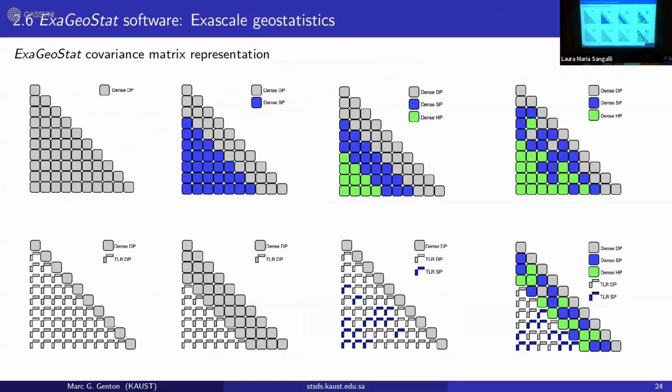So in the software ExaGeoStat, you can mix all of those, right? First you have the exact dense double precision. Then you keep everything dense, but you can change the precision in different ways. I think the best is this Nick Higham adaptive version. And then you can also do this tile low-rank approximation on top of mixing the precision. So this is really the most reckless version of approximation, I would say, on this covariance matrix.